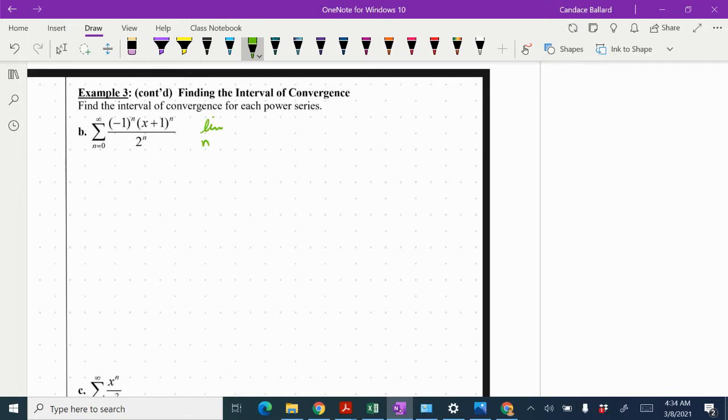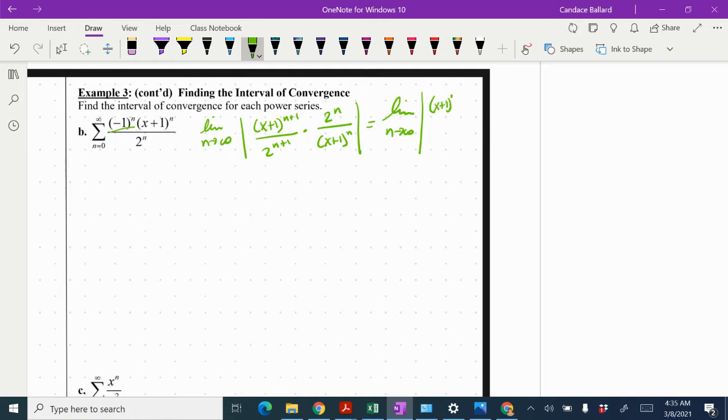So I'm going to start with my ratio test, as I always do, to find my interval. I've got the limit as n approaches infinity of the absolute value, and I'm going to plug in my n plus 1 anytime I see an n, and I get to ignore my negative 1 because I'm in absolute value. So I have x plus 1 to the n plus 1 over 2 to the n plus 1, and then I multiply by the reciprocal of the original, so 2 to the n over x plus 1 to the n. And then I'm going to do a little bit of taking it apart and rearranging it.